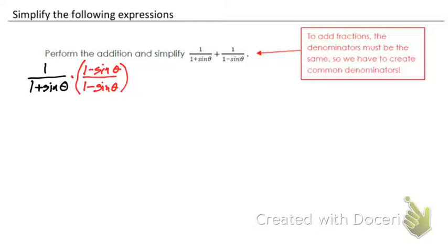Then we're going to take the other fraction that we were given, 1 over 1 minus sine theta. And we're going to multiply this one by the other denominator. So we're going to multiply this one top and bottom by 1 plus sine theta over 1 plus sine theta.